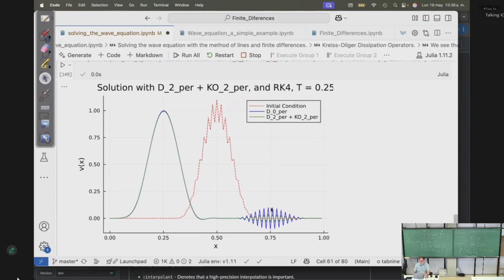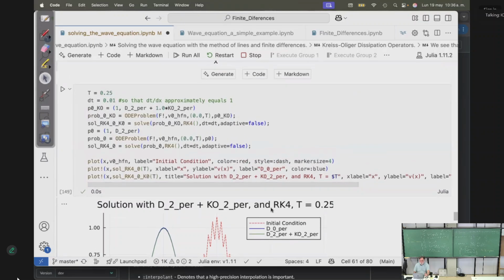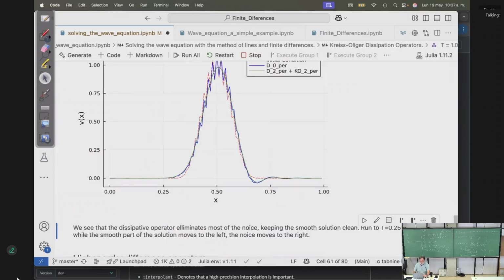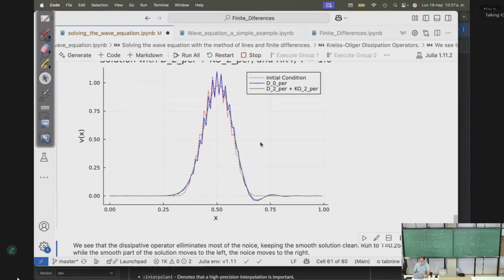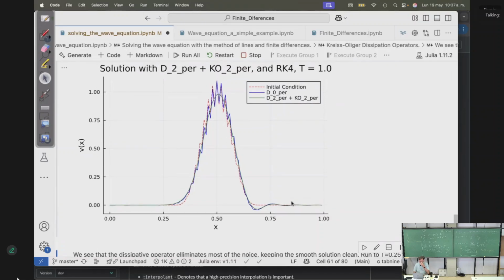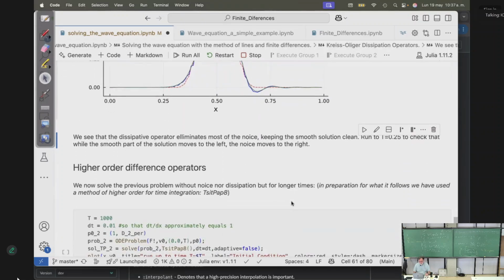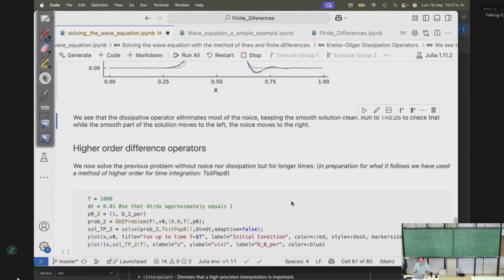And then if you run later, as we did just to 1, we see that the noise for the green line has disappeared. So there is nothing here. So Kreiss-Oliger is a nice way of killing all the high frequency.